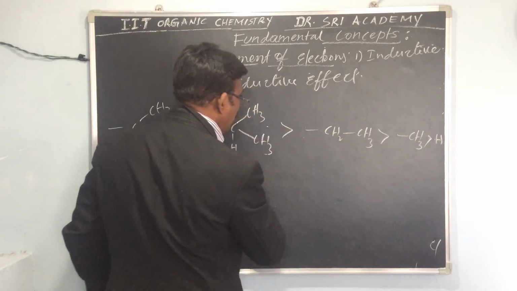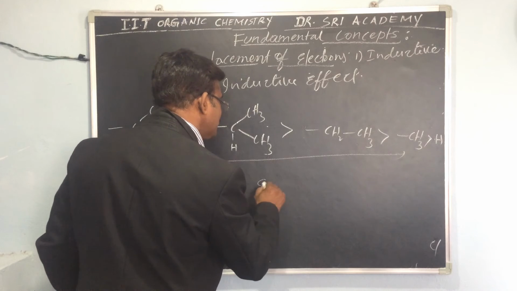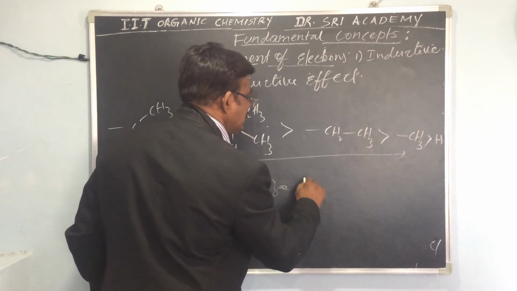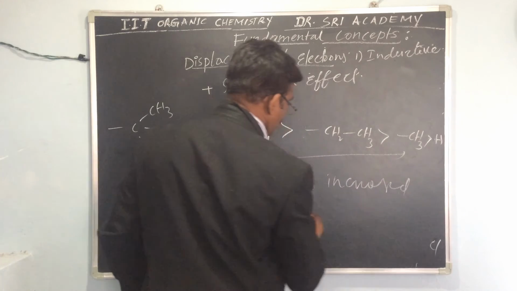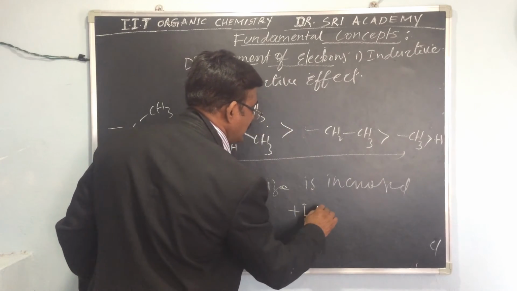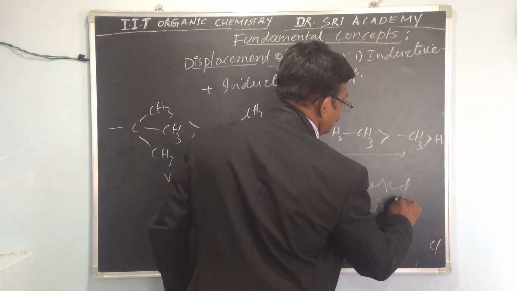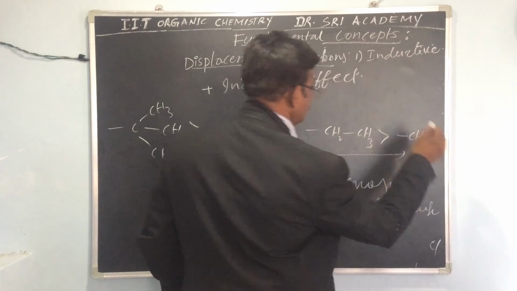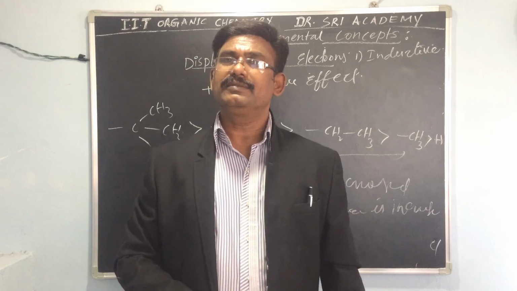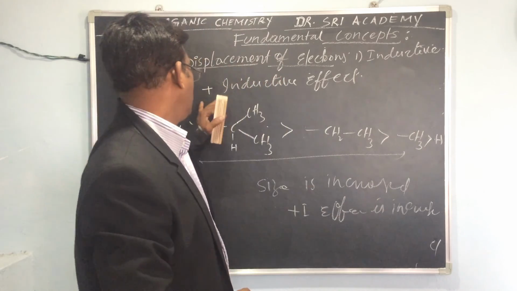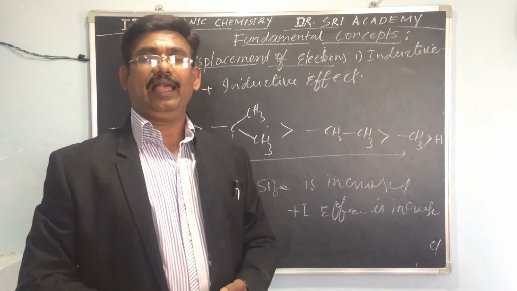Because all are the same alkyl groups. So the size is increased, and the plus I effect is increased. It depends upon the size. This is very important in the displacement of electrons, that is the inductive effect.